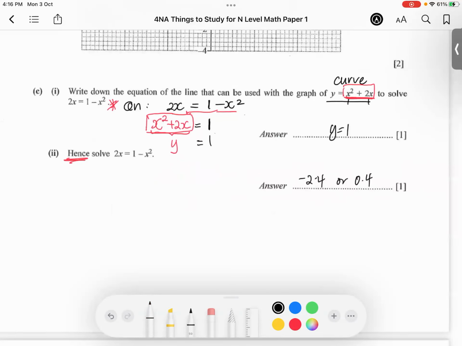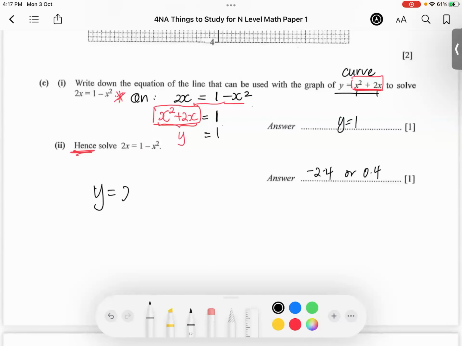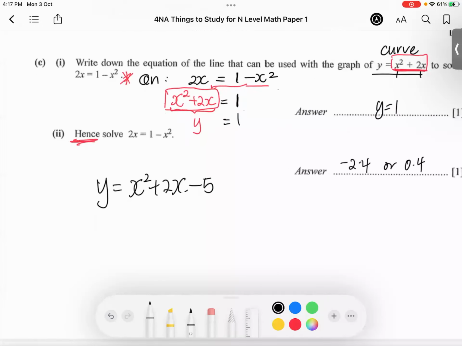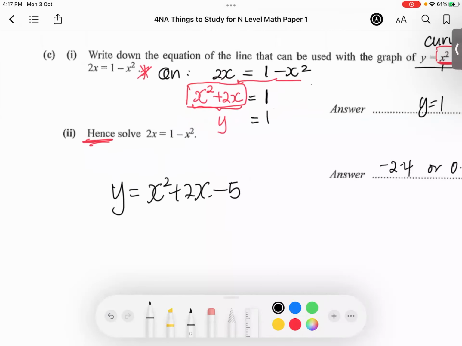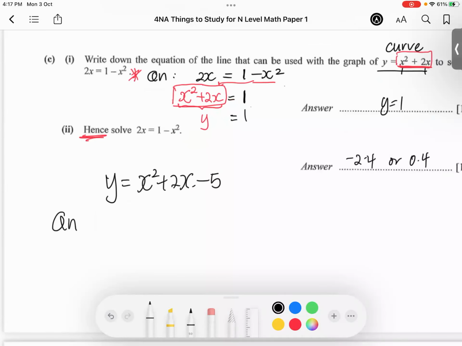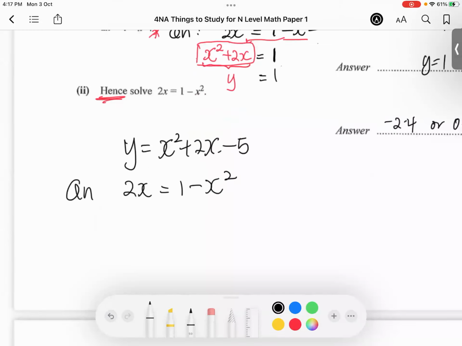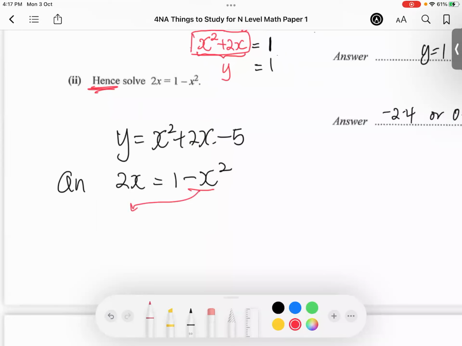Let's say my graph is x squared plus 2x minus 5, for example. Then the question they give me is 2x equals 1 minus x squared. What I need to do is rearrange this to make it x squared plus 2x equals 1. So far, this portion is the same, correct? But the graph that I draw has a minus 5.